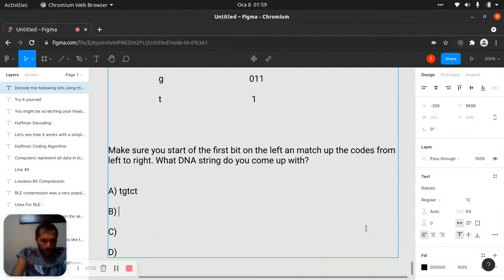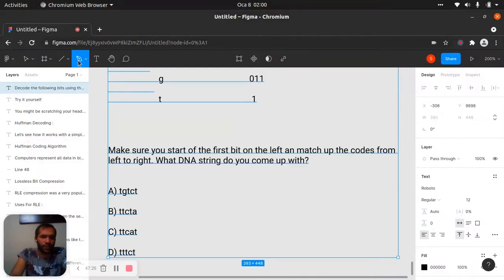The other one will be thymine, cytosine, thymine, adenine. Other one will be thymine, cytosine, adenine, thymine. The last one will be thymine, cytosine, thymine. Let's check which one is true, which one is false.